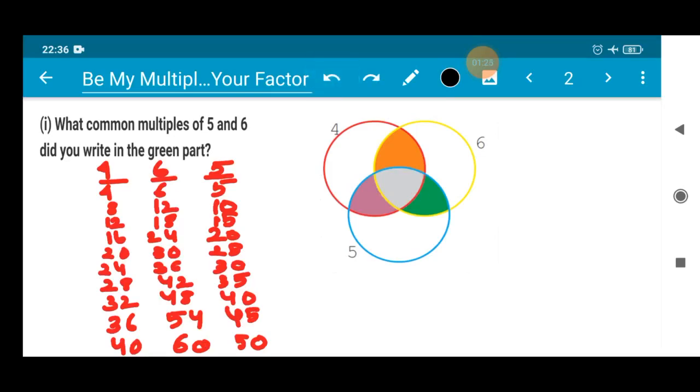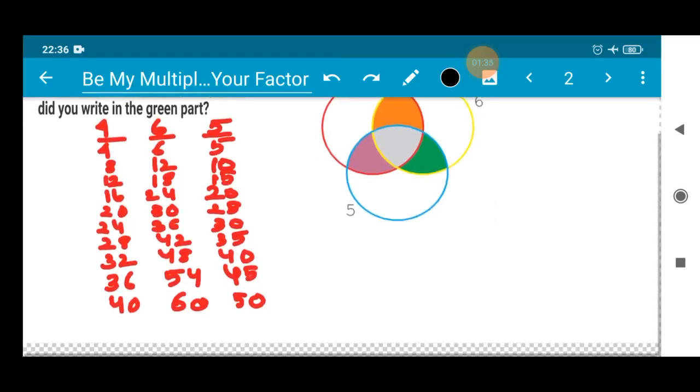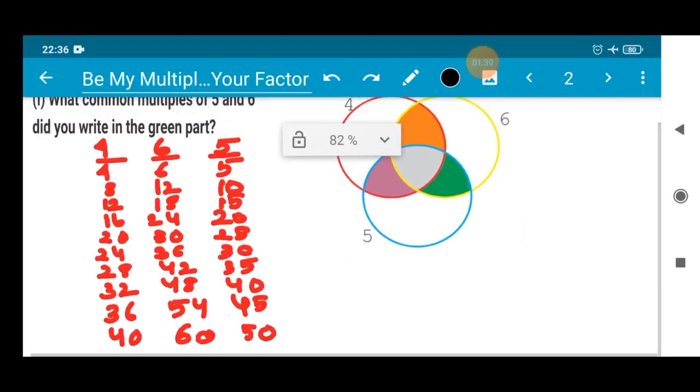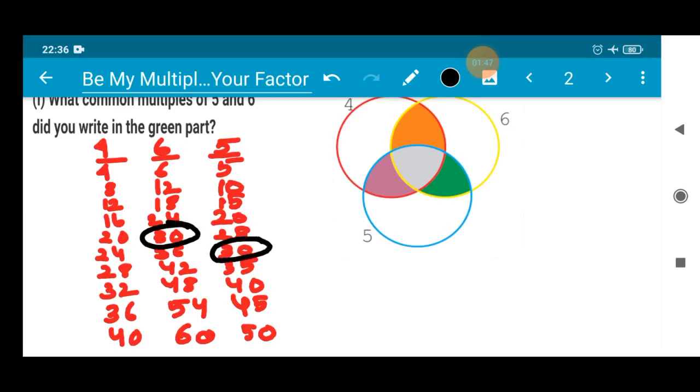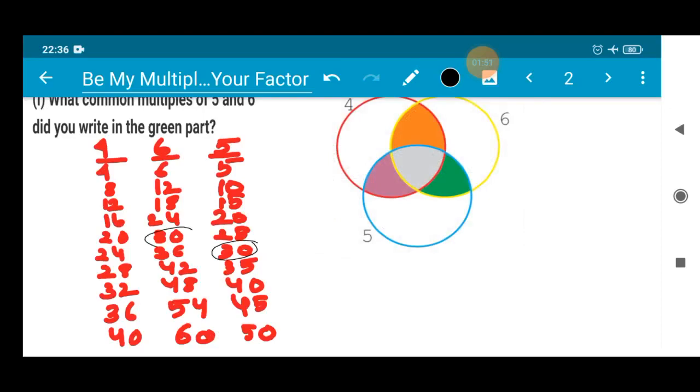But before that, let us solve the first question: what common multiples of 5 and 6 should be written in the green part? In order to solve that, we need to know the common multiples of 5 and 6. So 6 1 is 6, 6 2 is 12, 6 3 is 18, 6 4 is 24, 6 5 is 30. So I can see 30 here. It is common on both sides.